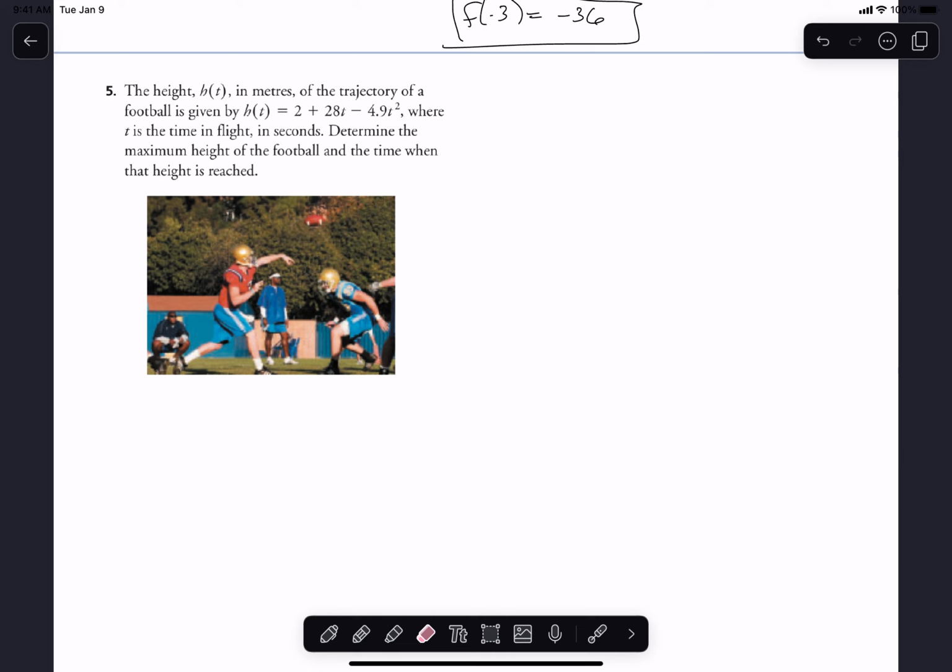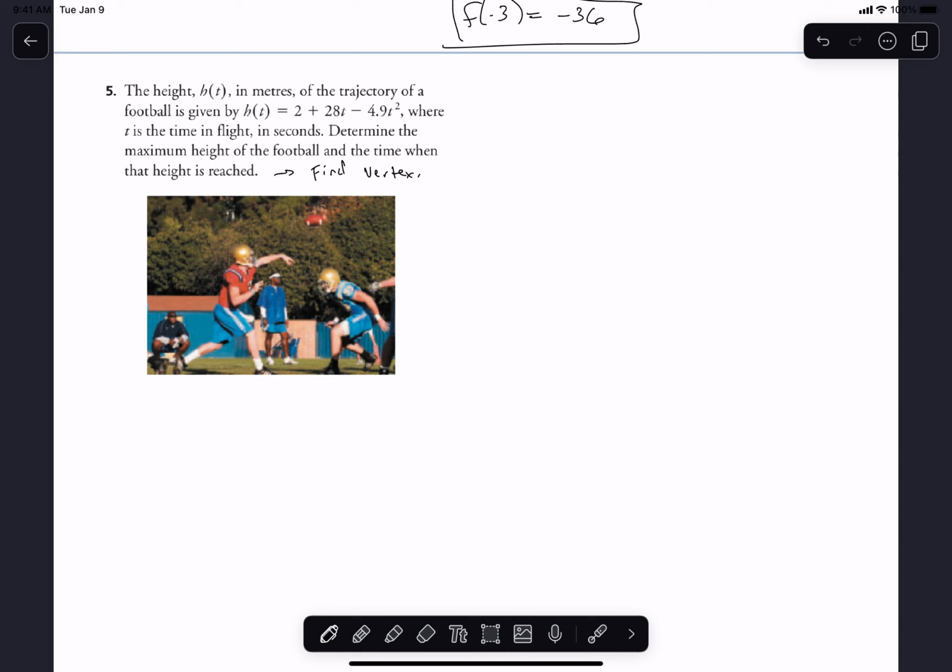Okay, so it's asking us the height h of t in meters of the trajectory of a football is given by the function, where t is the time of flight in seconds. Determine the maximum height of the football and the time when that height is reached. So it's asking us to find the vertex, right? And then interpret that vertex in words. I think the partial factoring process is probably the best way to do this.